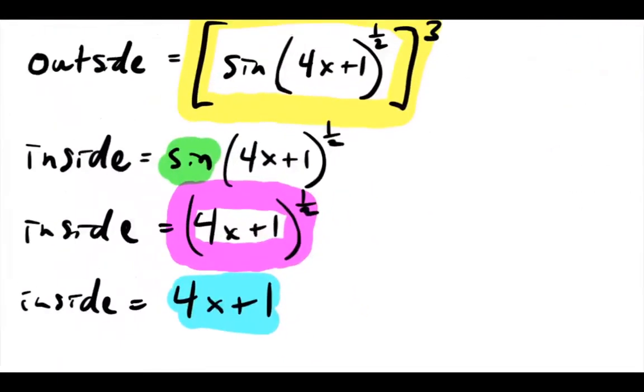But at every step, all you're doing is finding the derivative of that layer that you're at. So if I'm on the outside, I'm only finding the derivative of the outside. That's power rule, right? Move the 3 to the front, take away a power, done. Then I got to find the derivative of sine, cosine. Everything else stays the same.